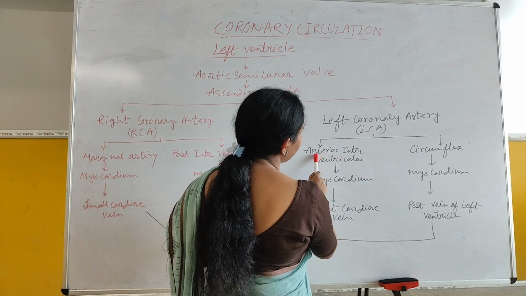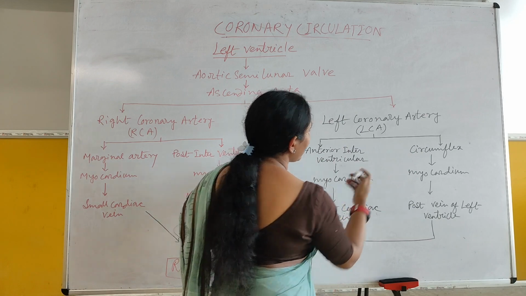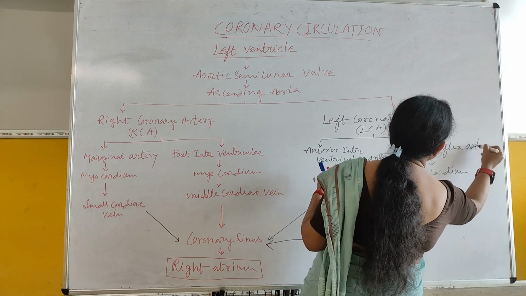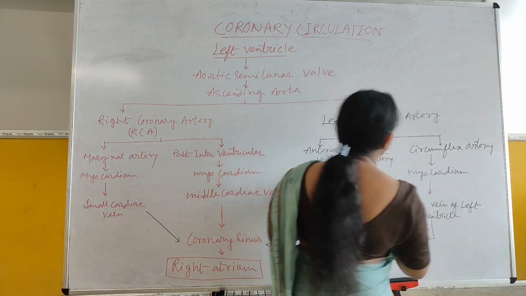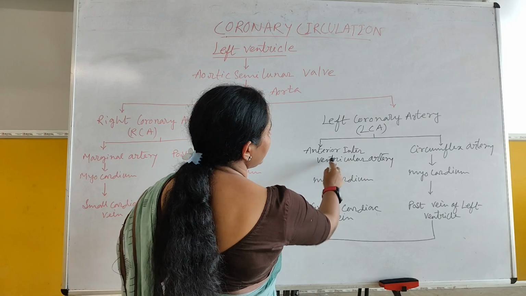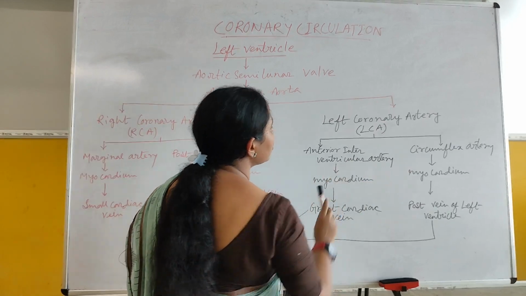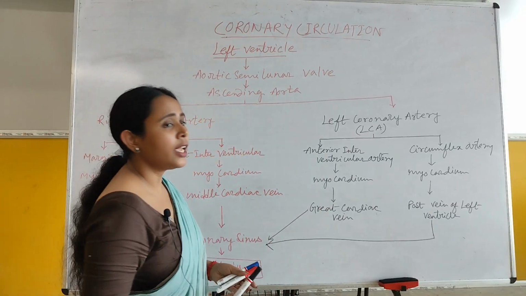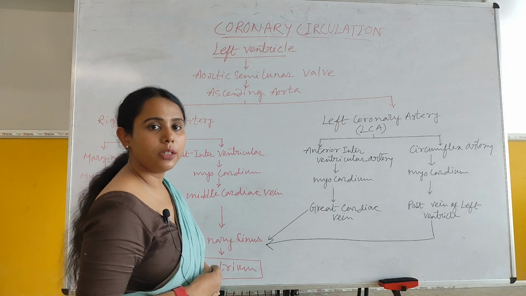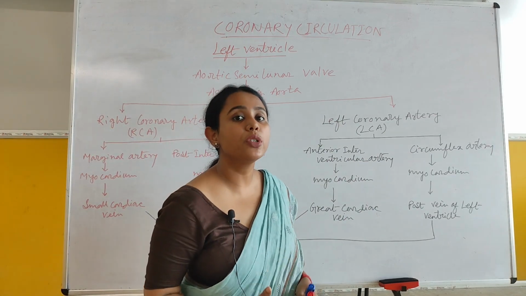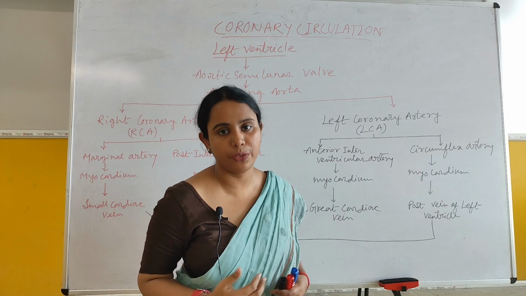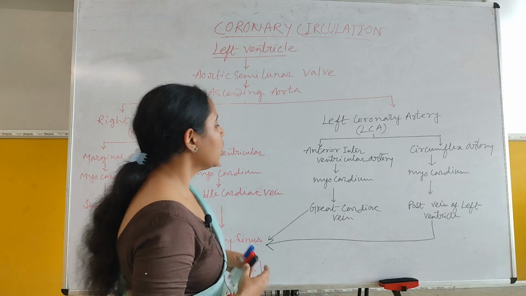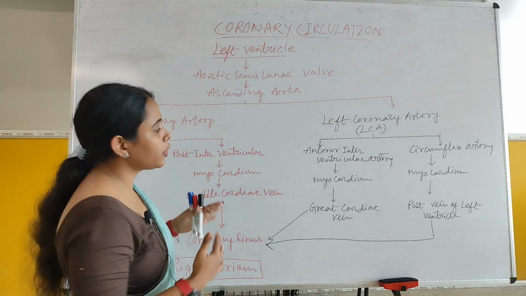The left coronary artery gives two main branches, the anterior interventricular artery and the circumflex artery. So the anterior interventricular artery and circumflex artery also supply blood to the myocardium. Okay, so from this myocardium, we have to send this blood for purification. That's the meaning of coronary circulation, right? So we are draining blood from the myocardium.